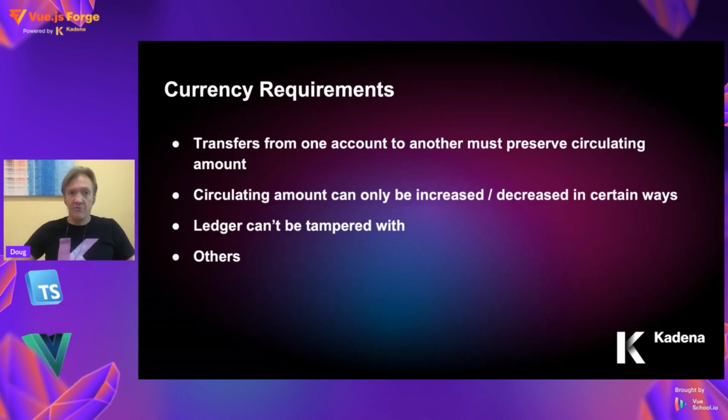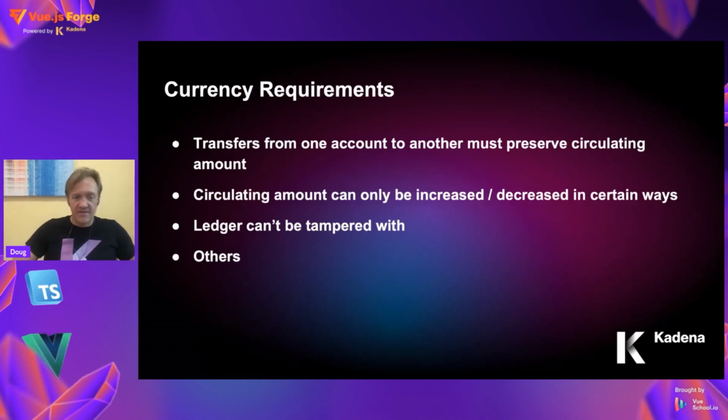In the case of fiat with US dollars, the Federal Reserve can print more, and we've kind of, as a society, decided that that was a good thing. Not everyone agrees, but it is what it is. And then another requirement is that the ledger can't be tampered with. And by tampered, we really mean tampered in the ways that aren't agreed upon in the system.